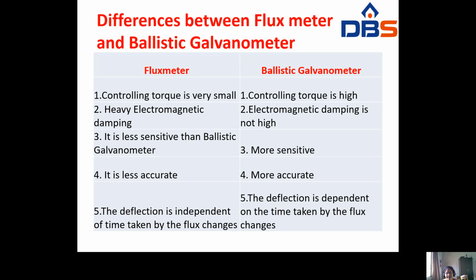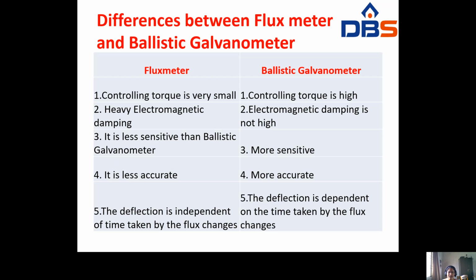Let us discuss the differences between the flux meter and the ballistic galvanometer. The first one is the flux meter and the second one is the ballistic galvanometer. First, in the flux meter the controlling torque is very small. In our electrical measurements subject, in the first unit, we discussed that any electrical or magnetic meter will have three torques: deflecting torque, controlling torque, and damping torque. We discussed those earlier in our first unit.